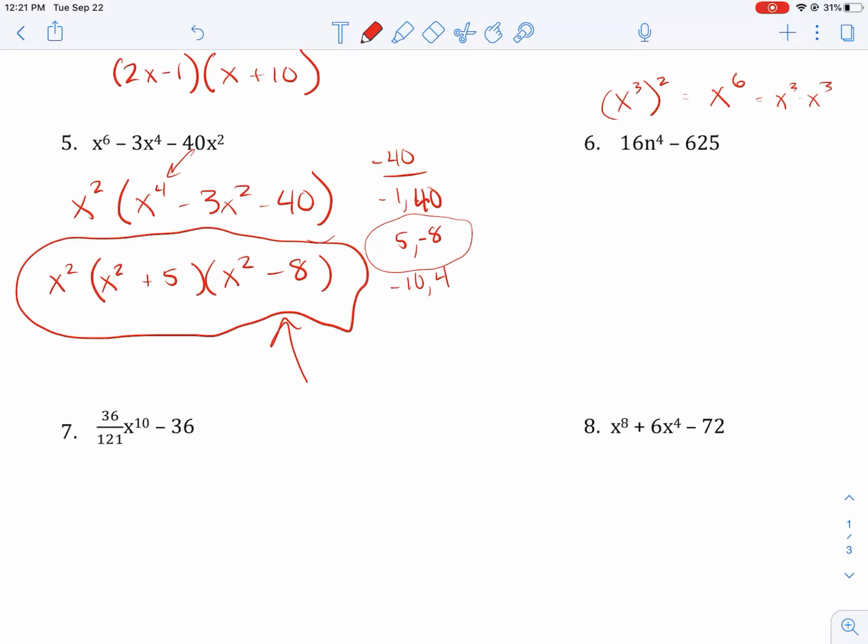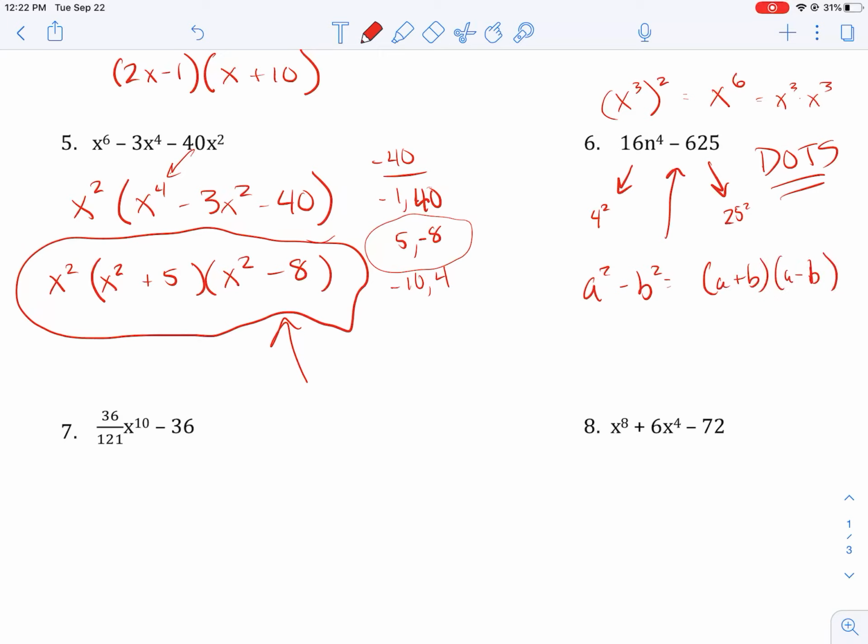Okay, might not seem obvious, all right, we know 16 is one of our perfect squares, but it's 625. If you guys don't know, the square root of 625 is 25. So 16 is just 4 squared. This is just 25 squared. So therefore, and we have a difference here in the middle, which leads me to believe that this is a DOTS problem. So a squared minus b squared is equal to a plus b, a minus b.